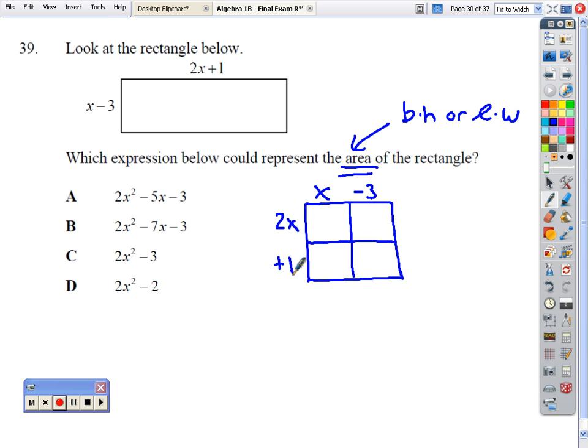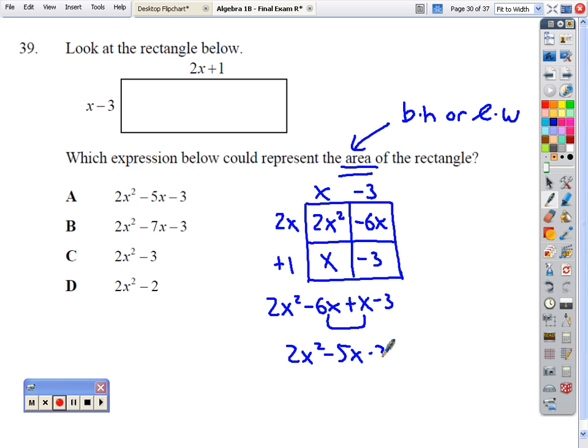And we're going to multiply 2x times x is 2x squared. 2x times -3 is -6x. x times 1 is just x or 1x. Doesn't matter which one you write down. 1 times -3 is -3. So when I write all these out, I get 2x squared minus 6x plus x minus 3. I can combine these two terms, and I get 2x squared minus 5x minus 3.